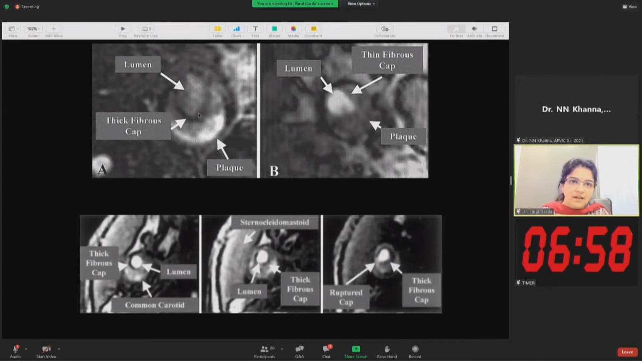So let's see an example of a thick fibrous cap. You're seeing a dark band; that's the lumen, this is the plaque, and this is a thick fibrous cap. As against that, there is absence of that band here, which indicates a thin fibrous cap. To look for rupture, you look for loss of the dark signal in the dark band, which is replaced by a hyperintense signal. So you know that this is the site of rupture from the plaque.